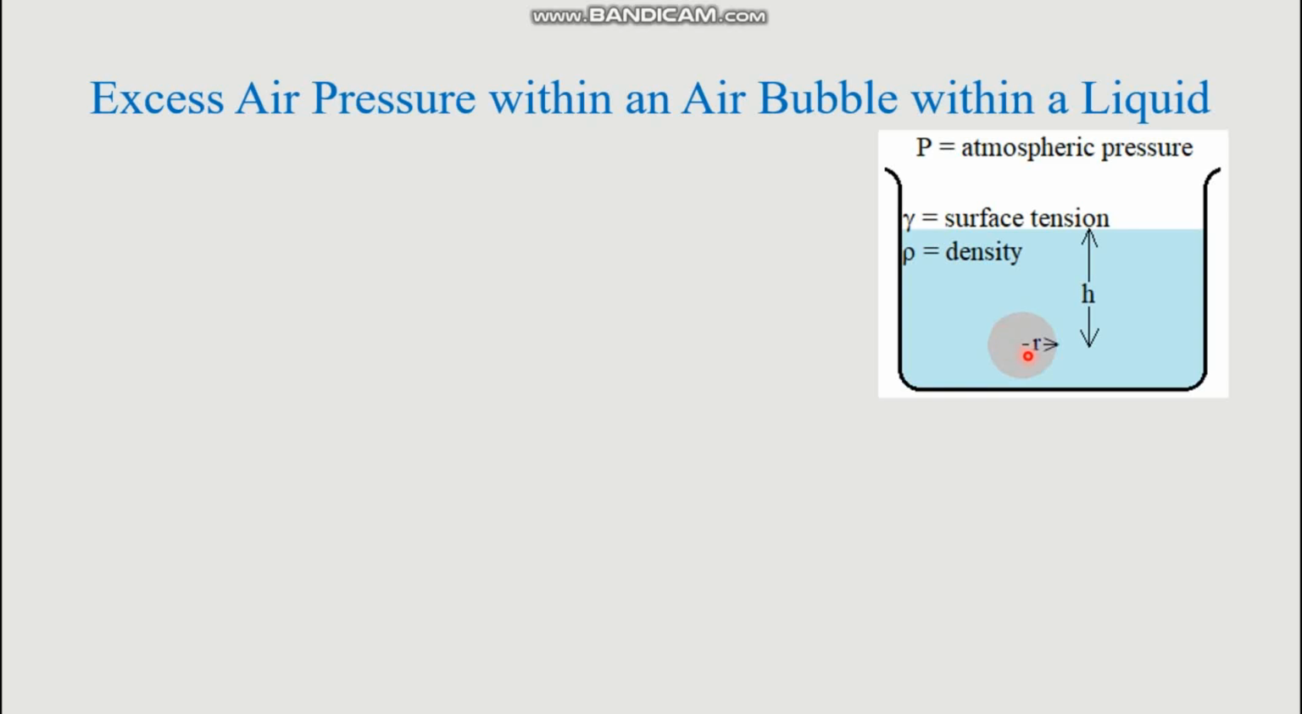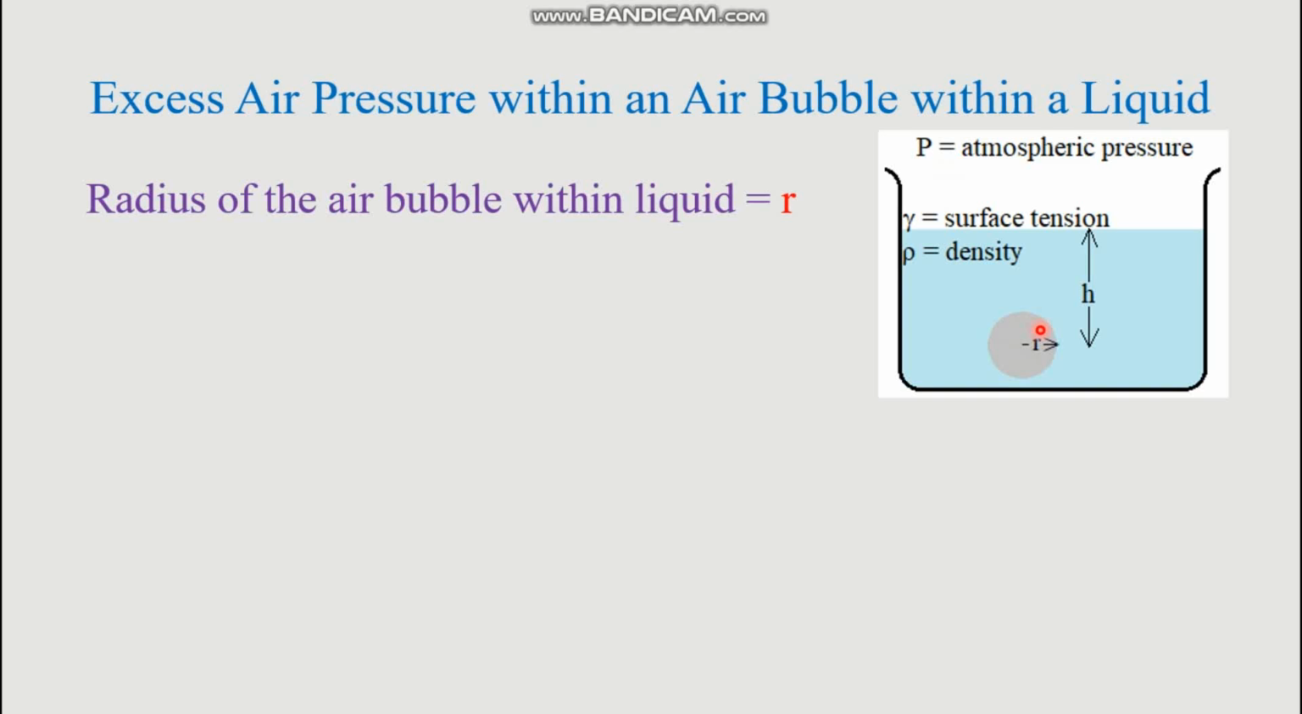Also this pressure is present within the air bubble. So this P in the atmosphere and P within the air bubble within the liquid are equal, and these two cancel each other. Then what is the excess pressure? There are two pressures here, not only one pressure.